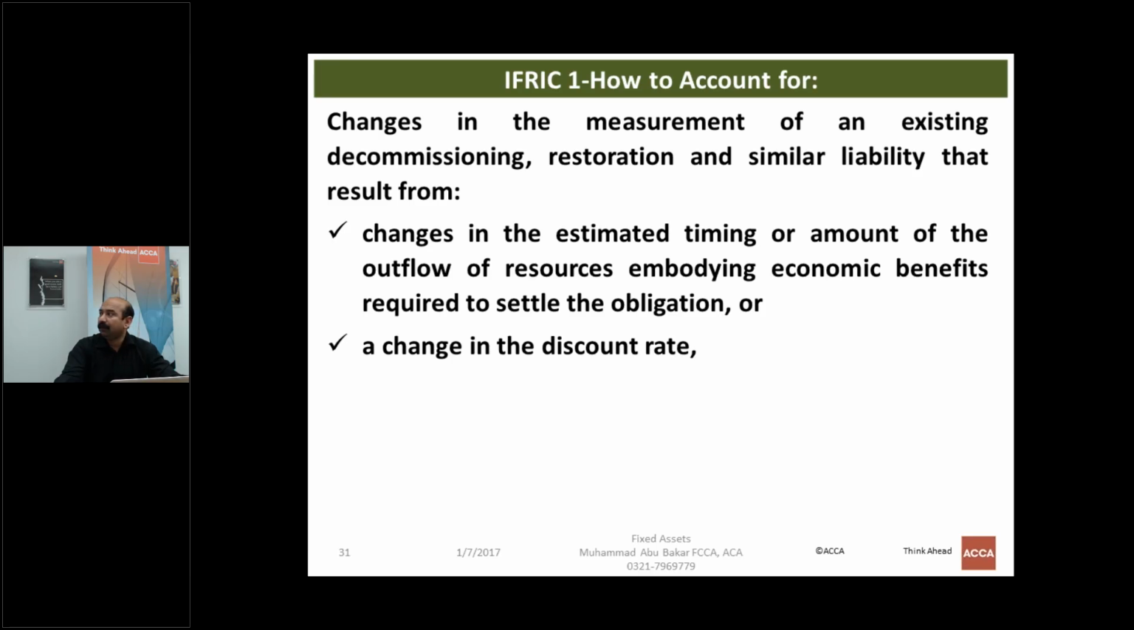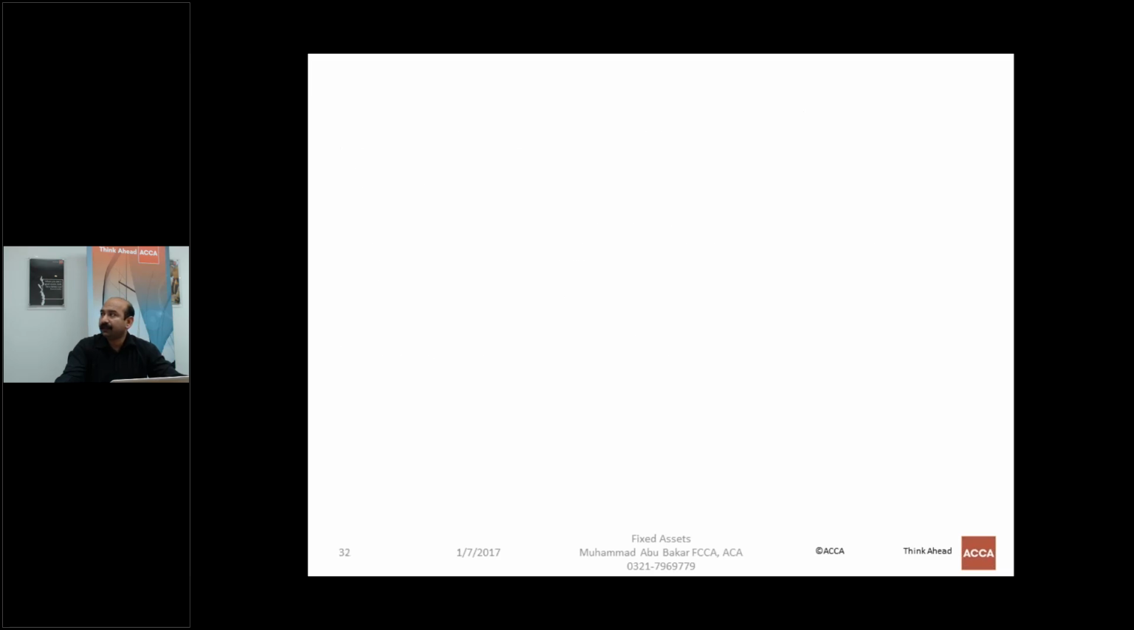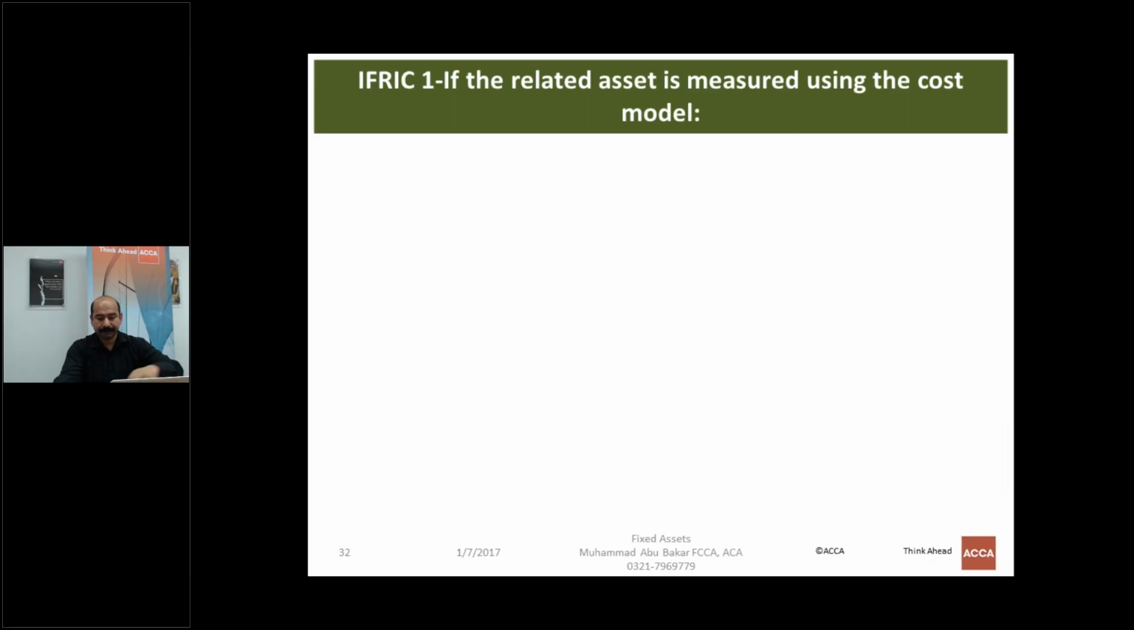So how will we treat this change? It is not a difficult area, but in fact, few of you may have to apply this concept. So that's why this is not a very popular concept.